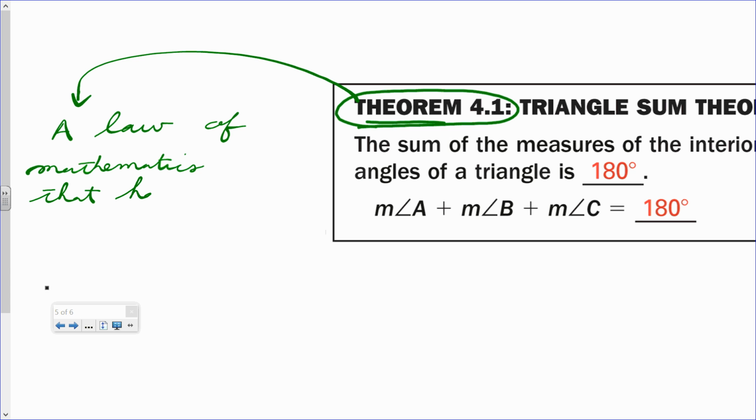has proven to be true. A law of mathematics that has proven to be true. That's what theorem means. You're going to hear the word theorem come up for the rest of the quarter. We're going to explore some more theorems. But it's just a law that's always true. It's always the case. Okay?